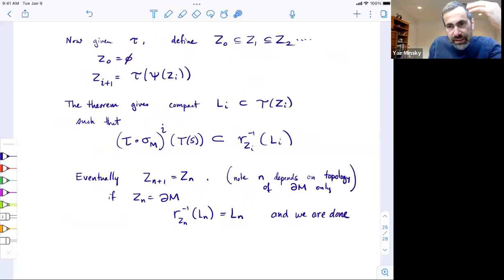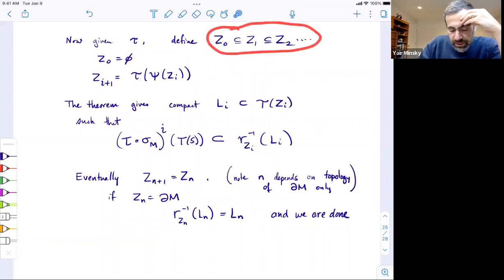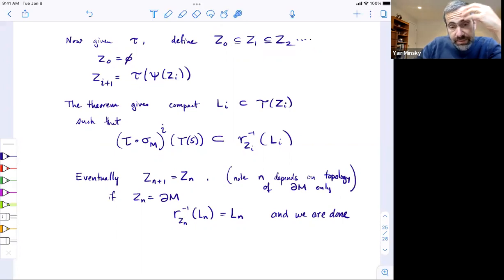The rest of it is not so hard to imagine you can do, which is the following: you make a sequence of nested surfaces. You start with the empty surface, and then you apply psi followed by tau to each one, and the theorem says that you can control the skinning map successively on each one of them. You obviously control the empty set, and then you start controlling everything else. And it turns out that when you iterate our map i times, you end up in the subset of the Teichmüller space where Z_i is controlled by L_i.